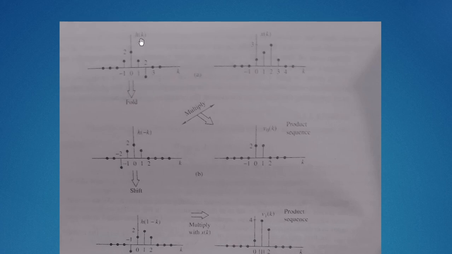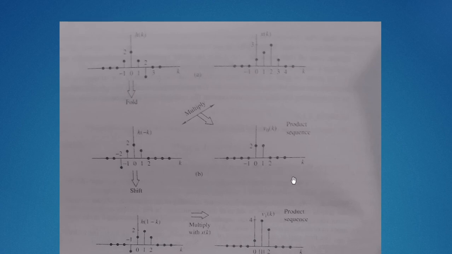Suppose this is your HK. This is your XK. So what will be the first step? We fold HK. Here it is folded around the 0th sample. Then multiply it by xk. N is equal to 0, no shifting. What you get is this product.